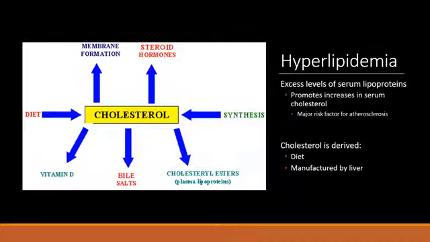Moving on, we'll talk about hyperlipidemia. When we talk about hyperlipidemia, essentially what we're talking about is excessive levels of serum lipoprotein. So essentially too much fat is circulating in the blood. And so when we have excessive fat circulating in the blood, that's going to lead to an increase in serum cholesterol, and that's one of the main risk factors for the development of atherosclerosis. Remember that cholesterol essentially comes from two main sources. We have cholesterol that we get from our diet, and then we also have cholesterol that's manufactured by the liver.